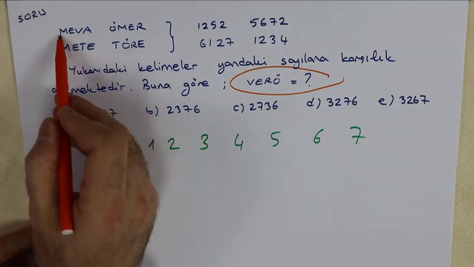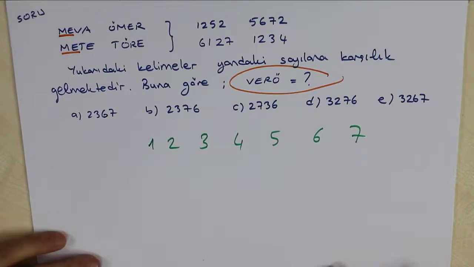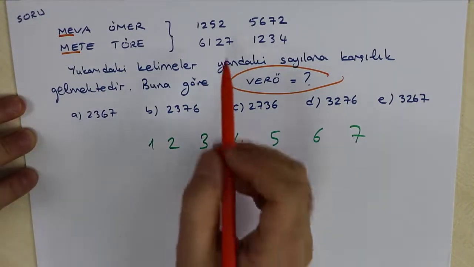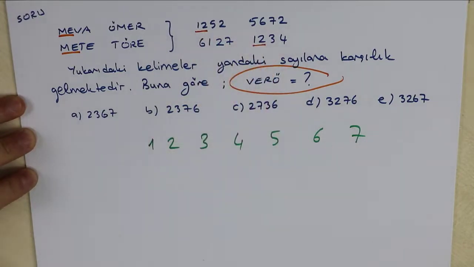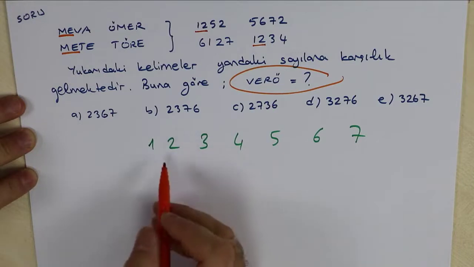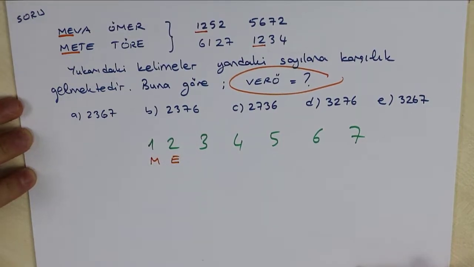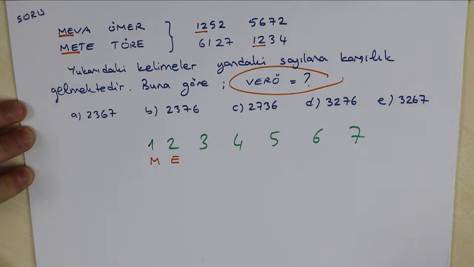Let's check the first two words. We have meve and mete. If we look, we have ME, and we can check the first number from the top and the last number from the bottom, the second column. So based on this, we can say that M is equivalent to 1 and E is equivalent to 2.